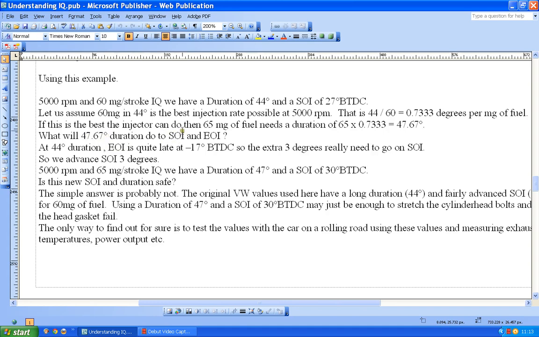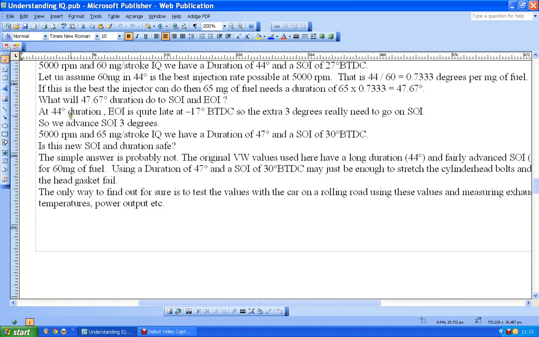What's that going to do to my start of injection and end of injection? Well, at 44 degrees, end of injection is minus 17 degrees. So I haven't really got room to play with here, have I? I guess the designers would have taken this into account with the files anyway, but I can't very well stick 3 degrees on the end of there. And I don't really have the option to do that anyway, because there are no maps which allow me to play with end of injection. So I've got no real choice.